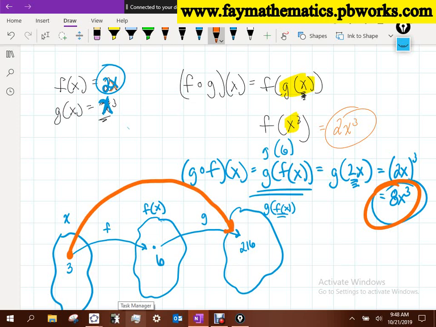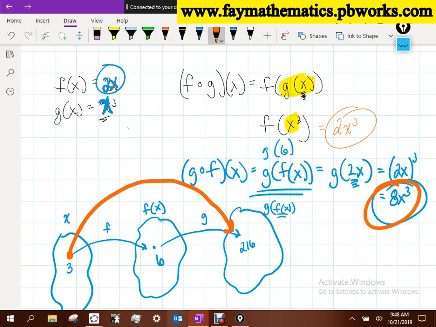Now you might think, well, what's the purpose of that? Because I could do 3 evaluated at 2x and get 6, and then 6 evaluated at x cubed and get 216 and not have a problem, right? You guys agree with that? I mean, that's not, in terms of efficiency, all that terrible.